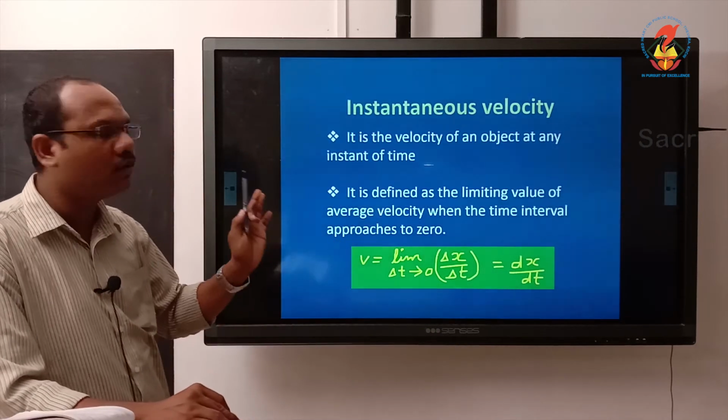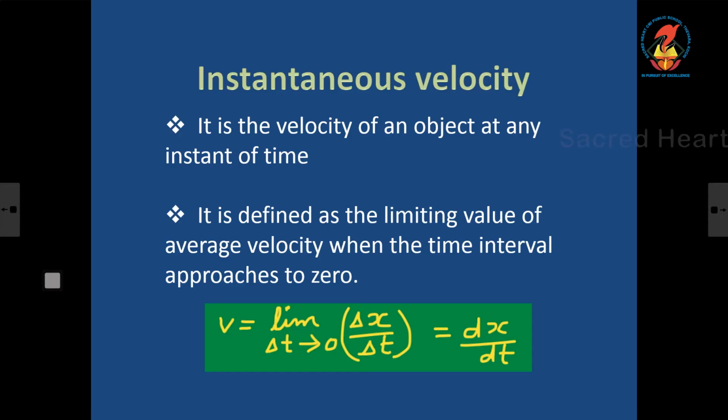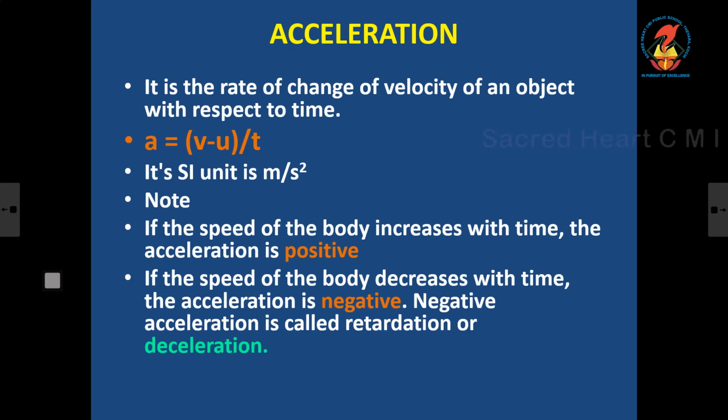Rate of change of position. Now next thing, what is meant by acceleration? When the velocity changes continuously, we can say that the body is accelerating. So we will say like this: acceleration is the rate of change of velocity of an object with respect to time.